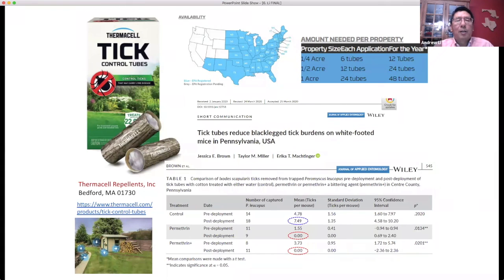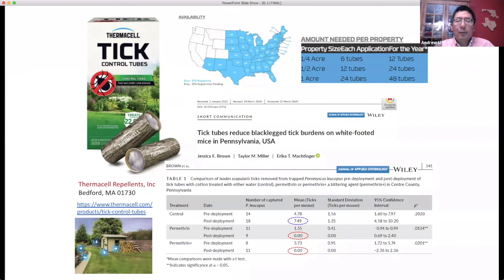There is another product, about the same as this one, made by a different company: the Thermacell tick control tube. This is a relatively new company making the tick tube. The principle is the same. This is all from their website, showing they market the product in many states, with recommendations on how many tubes to use based on the acreage of your home site.